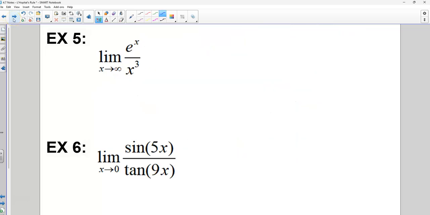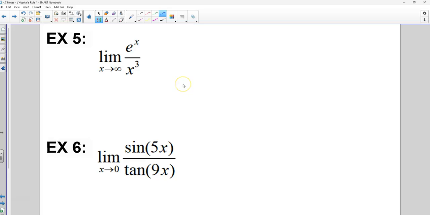For example, you can't really plug in infinity, but if I thought about plugging in infinity here, e to the x is going to go to infinity, and infinity to the 3rd is also going to go to infinity, right? So I've got infinity over infinity here. Now, you can use a bigger-on-top, bigger-on-bottom argument on this, sort of.